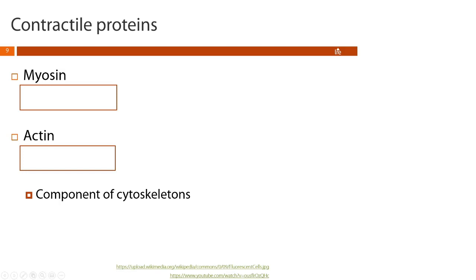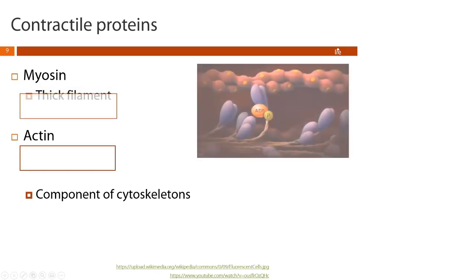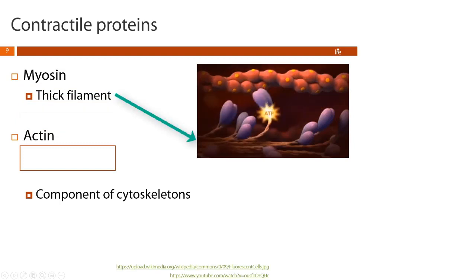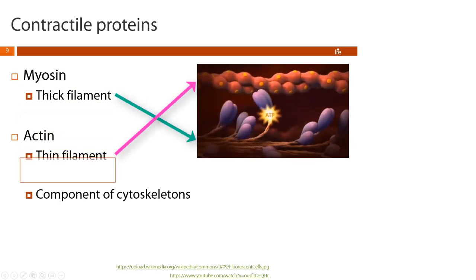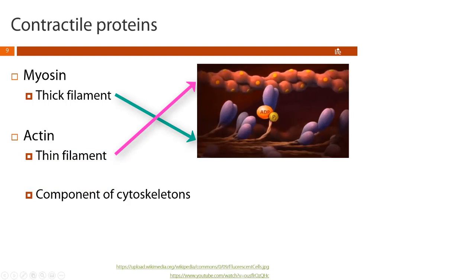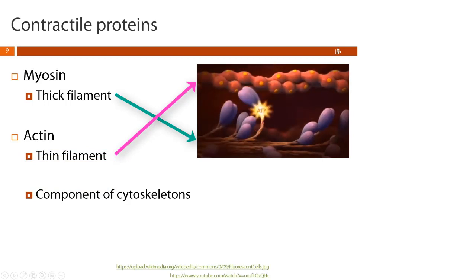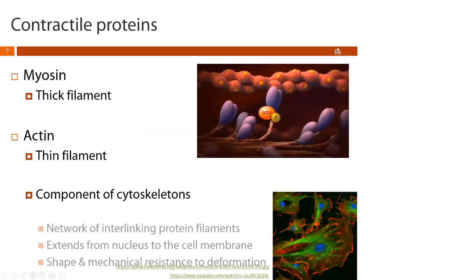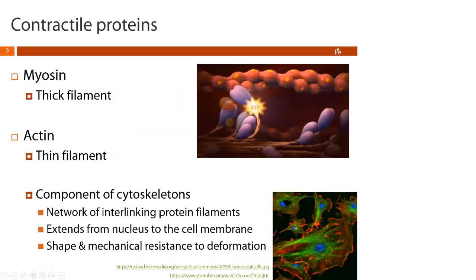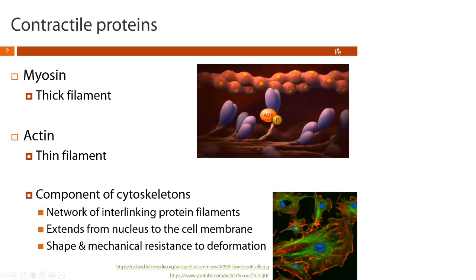So what I want you to know for this class is the 2 major contractile proteins, myosin, which is also known as the thick filament, and actin, which is also known as the thin filament. And something else I want you to know about actin is that it is also a component of cytoskeletons. So cytoskeletons are part of our cellular architecture. It's this network of interlinking protein filaments.